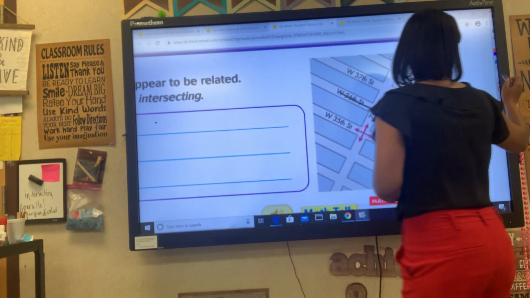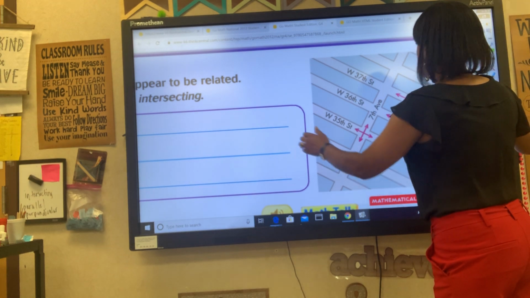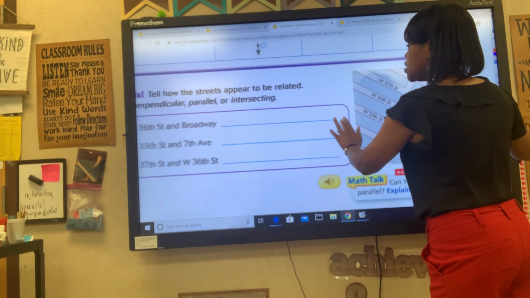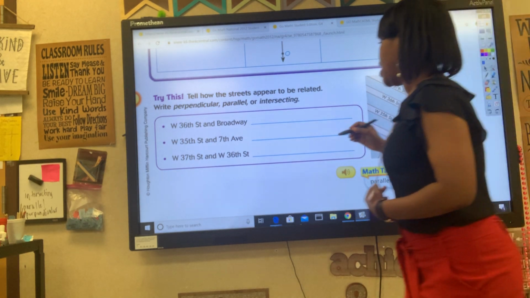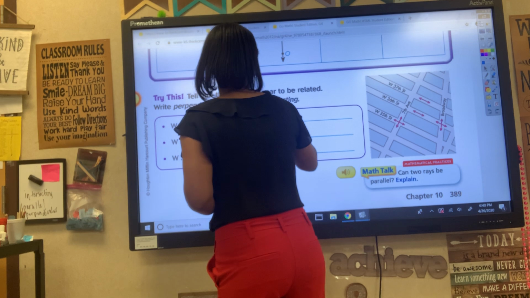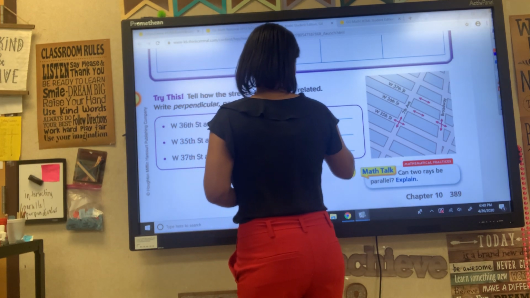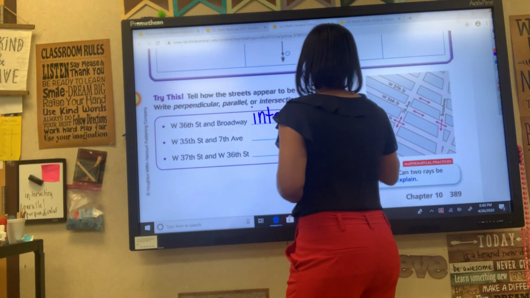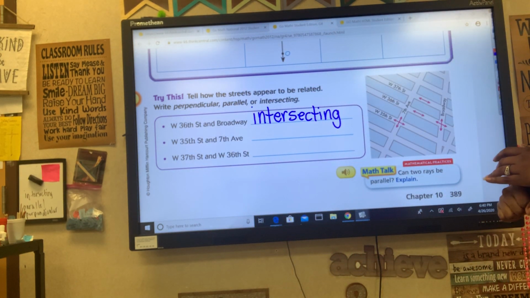Let me zoom out. So these streets are actually intersecting. So I'm going to write intersecting, because they intersect. So write intersecting on your paper.